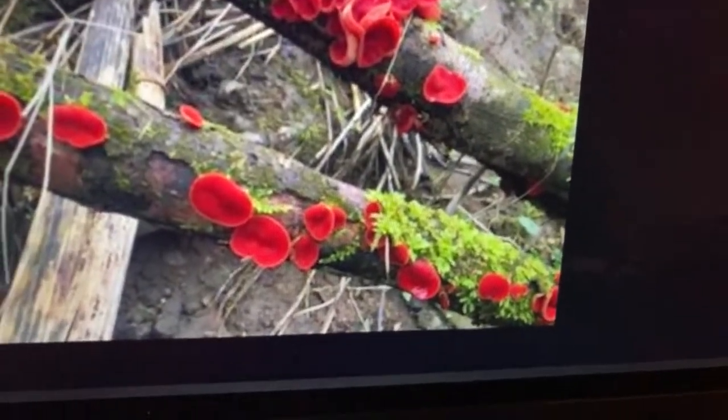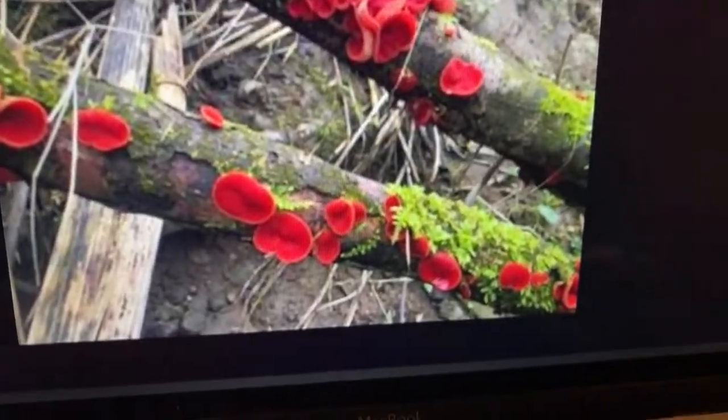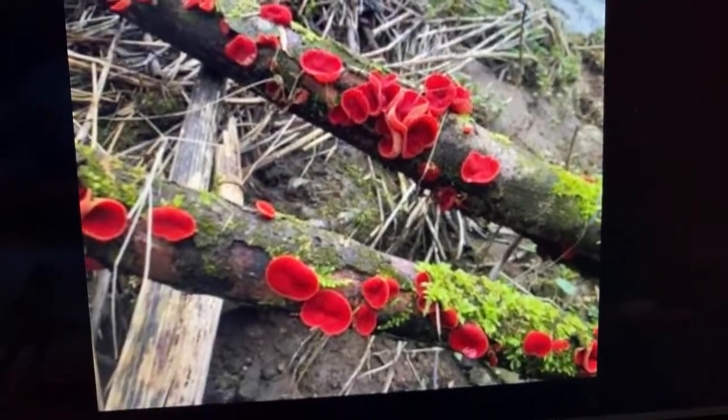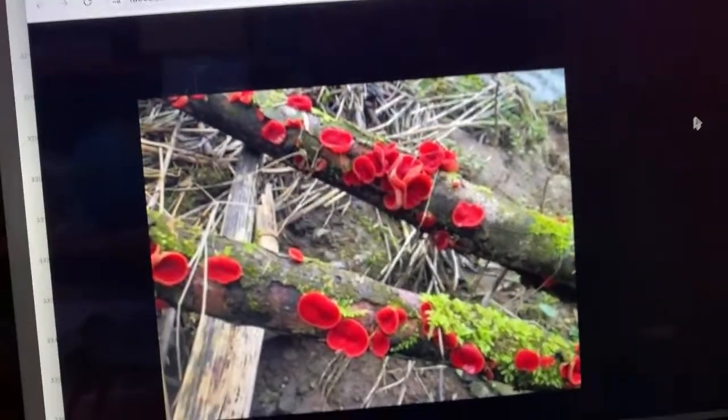Oh my days. Oh, look at all that moss as well. That looks like such a healthy part of the planet. God, they are stunning. All right. Okay, there's me saying scarlet elf cups are really rare, and you're all like, no, they're not. Fine. Maybe I need to look more closely.